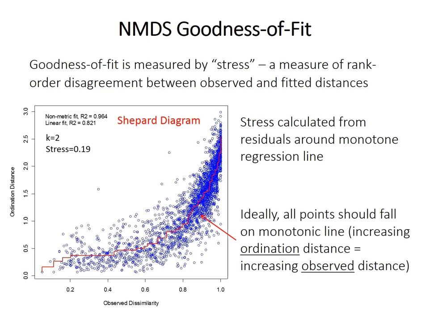So if the fit was perfect, there would be a perfect rank order correlation between the two so that the points would fall along a continuously increasing or a monotonic line. So monotonic just means that the values either only increase or only decrease. And so the stress is calculated from the residuals of the points, the blue dots, around that monotone regression line, which is the red line.